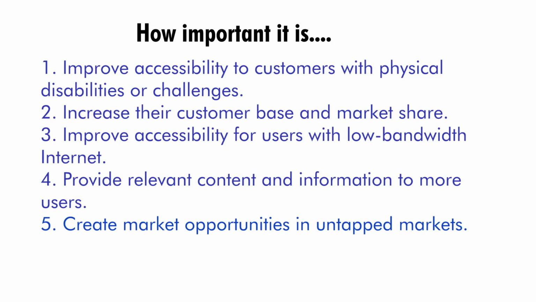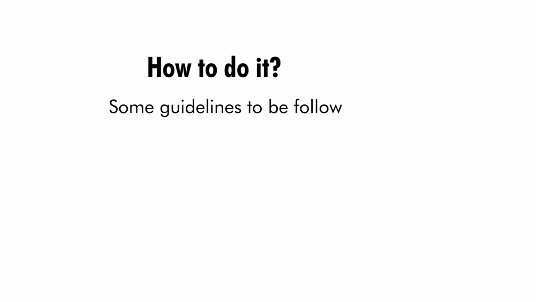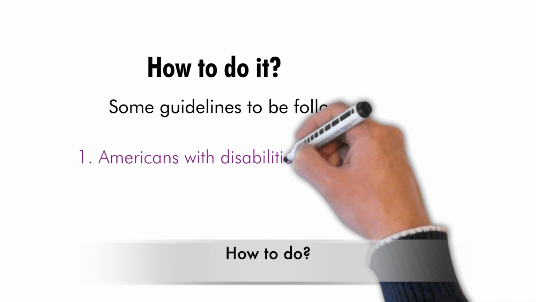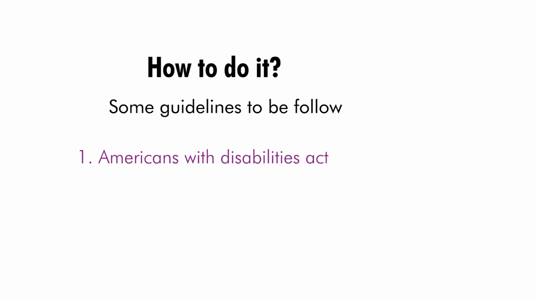Besides persons with disabilities, accessibility testing should also cater to older people, children, left-handed users, non-native English speakers, and many more. How to do this accessibility testing? There are some guidelines which have to be followed. First of all, the Americans with Disabilities Act. This law states that domains like public buildings, schools, and organizations should make technology accessible to everyone.